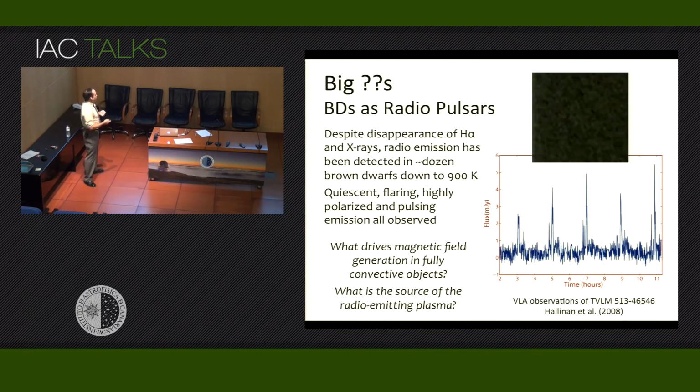And finally, what is the source of all this plasma? If these objects are highly neutral in their photospheres, 900 Kelvin is a very neutral photosphere, how does the plasma get up there in the first place? These are all questions that still have to be addressed.